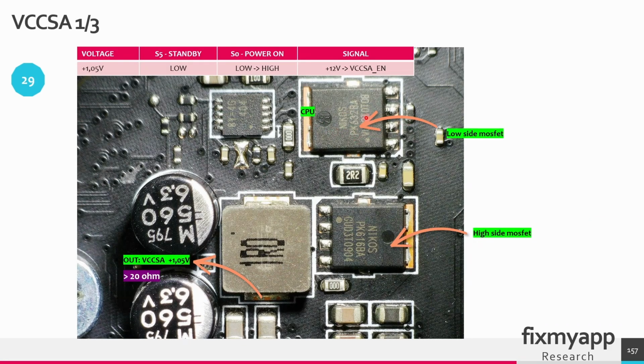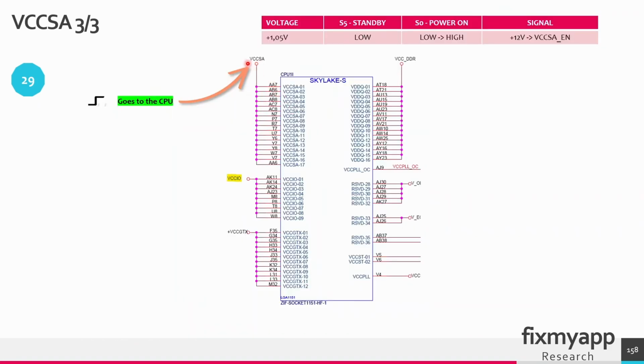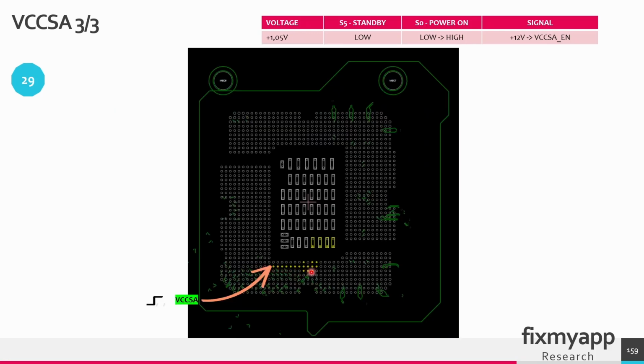So again, this is the low side MOSFET, this is the high side MOSFET. These will chop the 12 volt into 1.05 volt. So at the output of this coil, you can find the 1.05 volt and the output resistance is higher than 20 ohms. And as you can see here, this voltage will go to the CPU. These are the CPU pins that are located on the mainboard. And the pins marked in yellow are the VCCSA voltage rail. This VCCSA will provide power into the CPU in the system agent part.